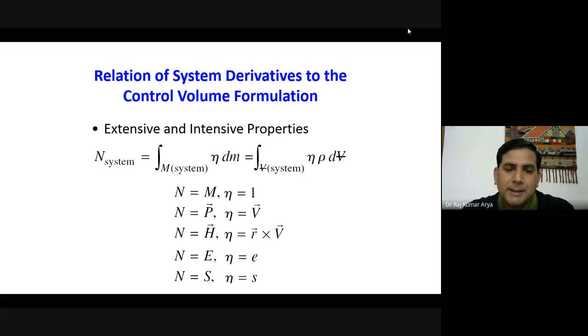So again, in short, this was the Reynolds transport theorem. This is the correlation between intensive and extensive property. Here, if you want to write for mass, capital N would change by capital M, eta would change by 1. For linear momentum, N would change by P, eta would change by V vector. For the angular momentum principle, N would change by capital H and eta would change by R cross V. In case of energy balance, you can write total energy, and this is the energy per unit mass. In case of entropy, you can write total entropy, and this is entropy per unit mass.